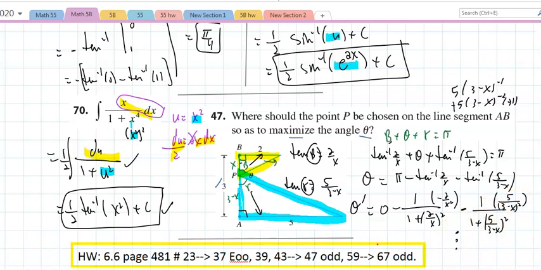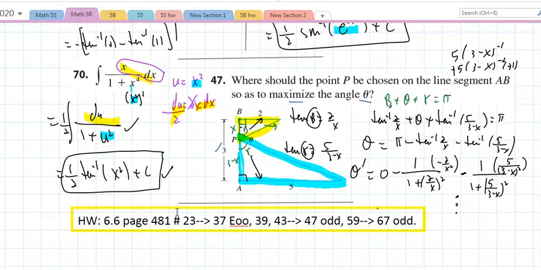I just want to check if the homework is accurate. And there's the homework. Don't forget the first part, 1 through 13 odd. And that concludes this section.